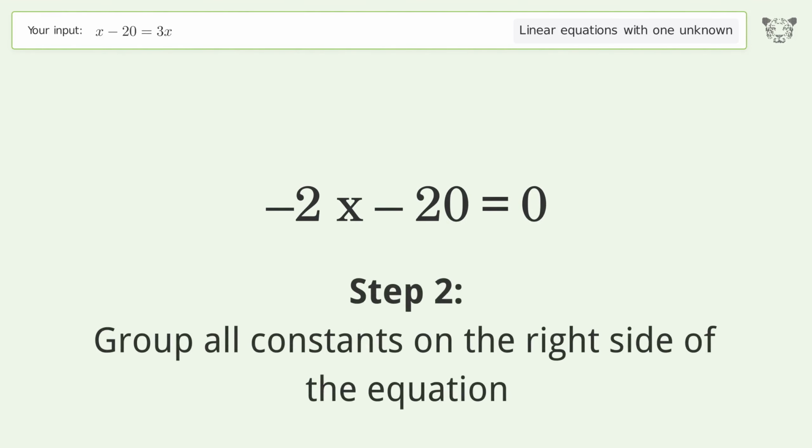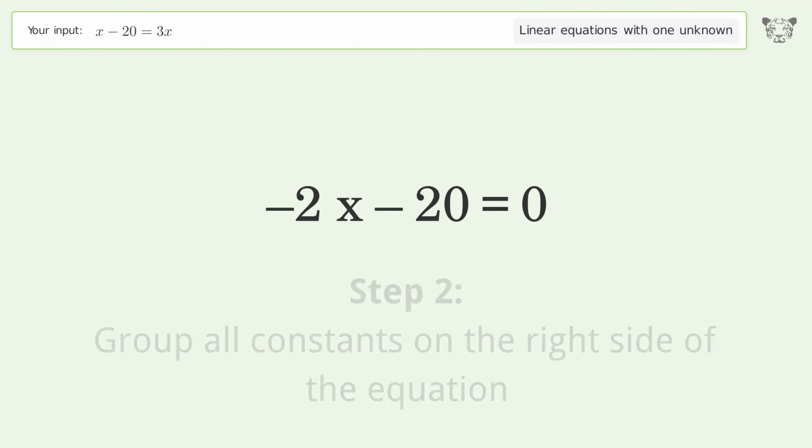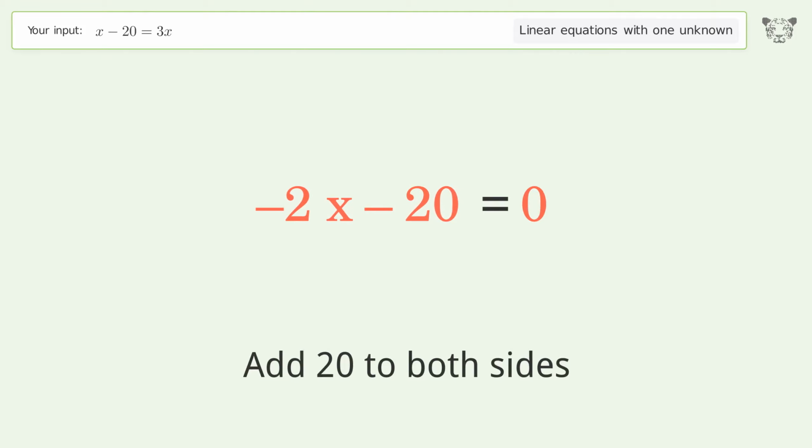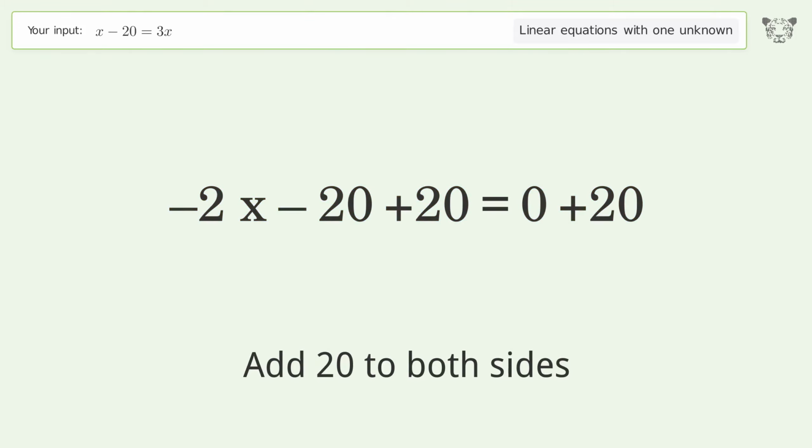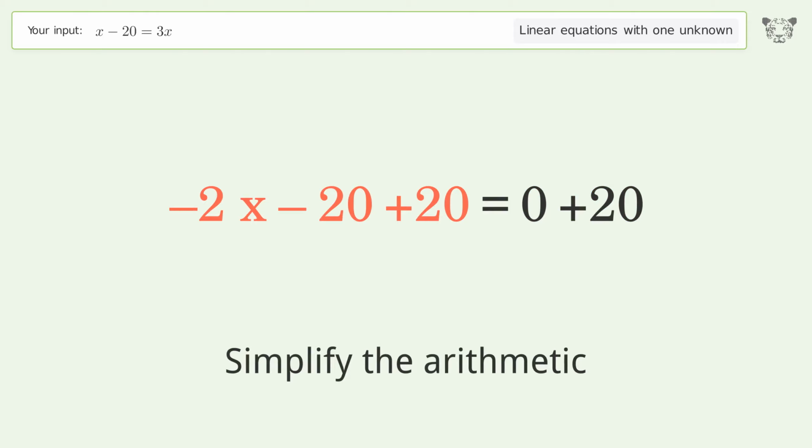Group all constants on the right side of the equation. Add 20 to both sides. Simplify the arithmetic.